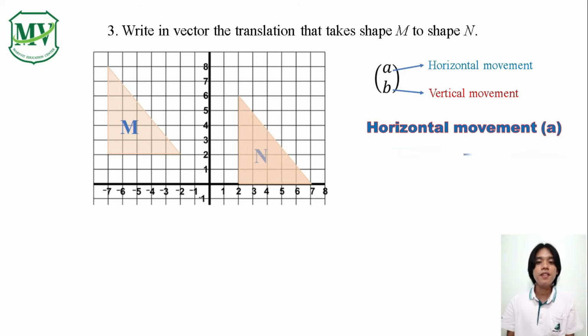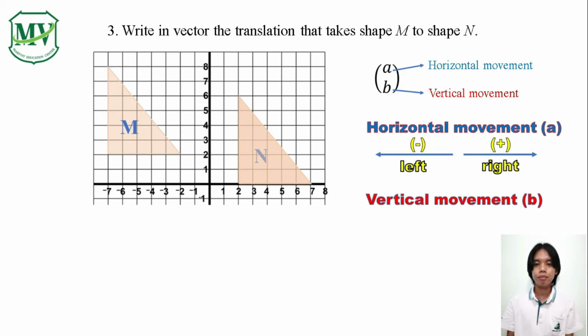The horizontal movements tell us how far left or right the shape has moved. The value of A is positive if it moves to the right, and negative if it moves to the left. Similarly, the vertical movements tell us how far up and down the shape has moved. The value of B is positive if it goes upwards, and negative if it goes downwards. Let's take a look at the choices.